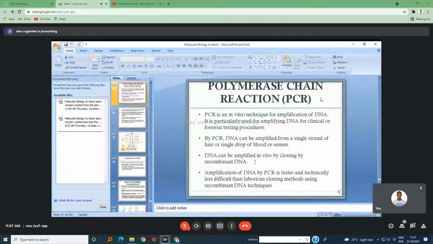The technique of PCR, of course, does amplification of DNA. So the DNA first of all will be extracted from the cell. There is a process of DNA extraction. If you go to lab, there is a procedure for extracting the DNA from the cell.